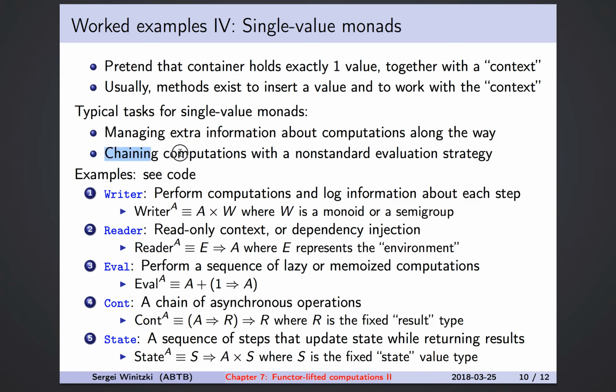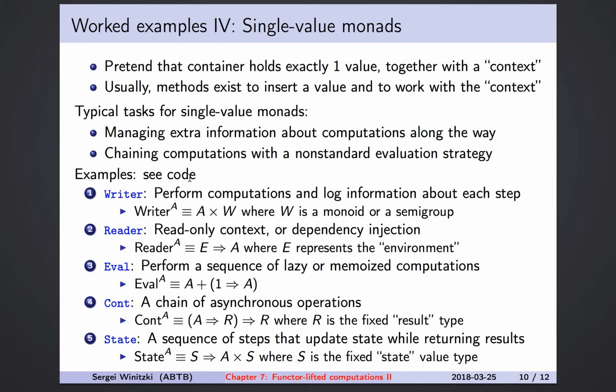In the second case, when we are chaining computations with some non-standard evaluation strategy, for example, asynchronous computation or lazy computation, then the context is what makes the evaluation strategy non-standard. So it's not a value. This context cannot be just seen as a value in this case. It is kind of the way that we do computations, or extra effects, or maybe side effects that occur during the computation, or something like this. So we'll see examples of both of these kinds.